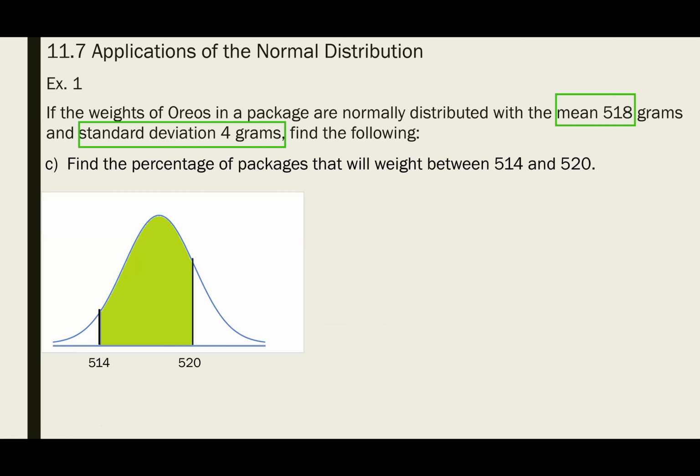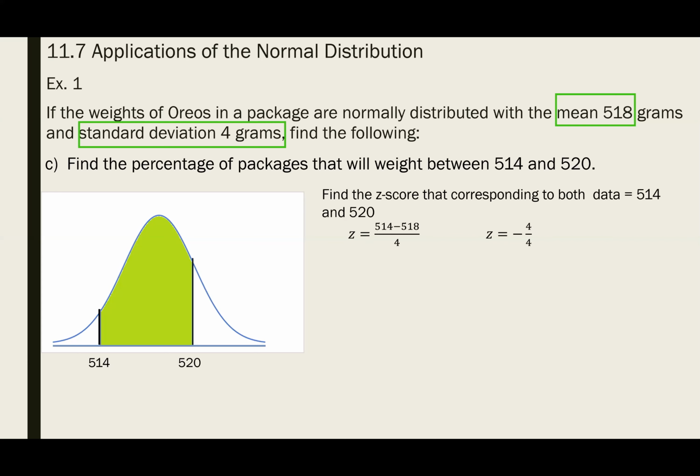And if we know that we're looking for the area in between, then this tells me that I need to find the lower number, the upper number, and then subtract the two areas between those. But before we do that, we need to convert the z-score for the 514, and we need to convert the z-score for the 520.